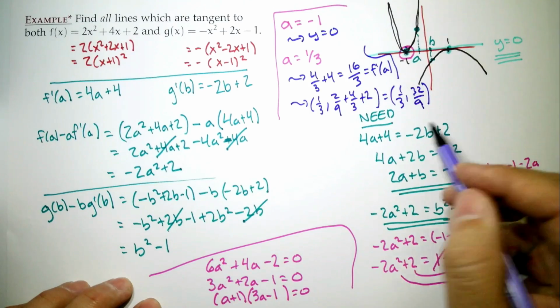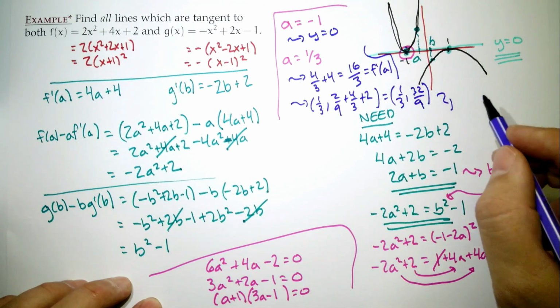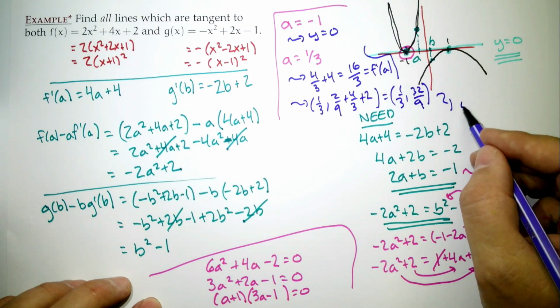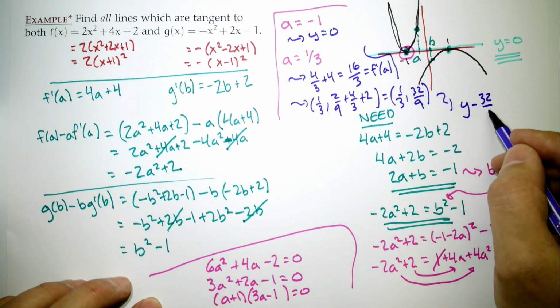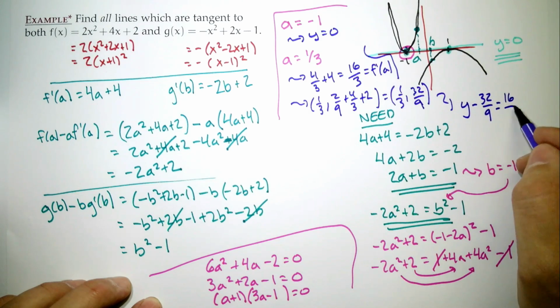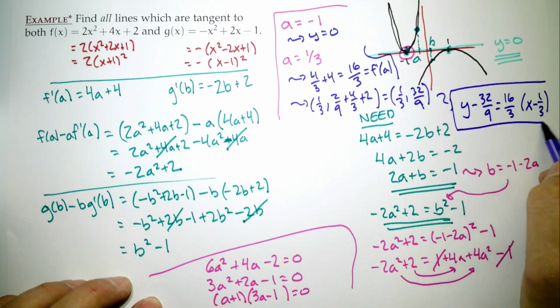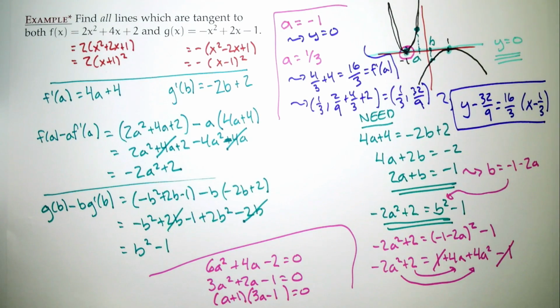And therefore, bring this all together. Okay, I need a bigger piece of paper. All right, y minus the y-coordinate is equal to the slope, 16/3, times x minus the x-coordinate, 1/3. And there's that line. You wouldn't have guessed that. But we didn't have to guess it, because we've got math. And that's far better than guessing.